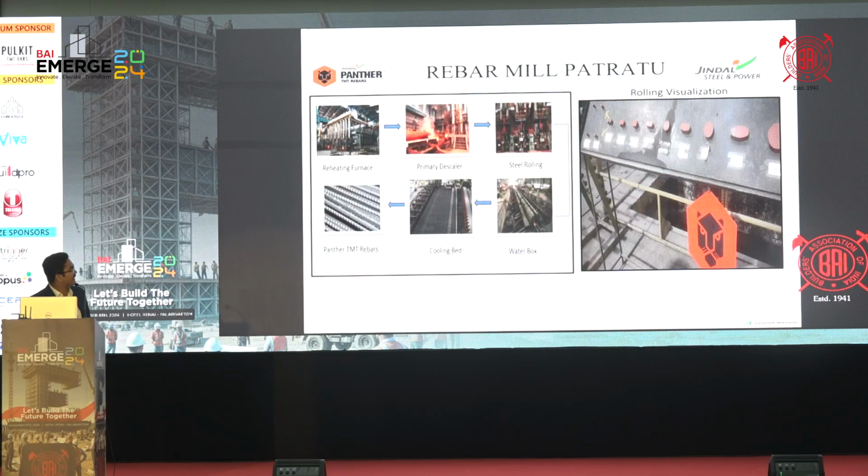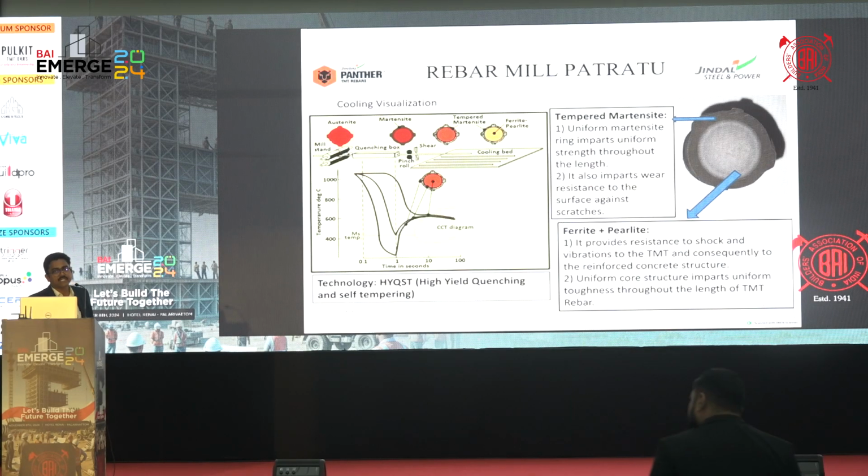Continuous 7 stands will be there. Here the billets will be pressed horizontally and then vertically, then horizontally, vertical and horizontal again. Like that, 17 stands will be available. At the end of the 17th stand, the final TMT rebar will be manufactured. Then it will go for the descaler, and finally the TMT bar will be manufactured.